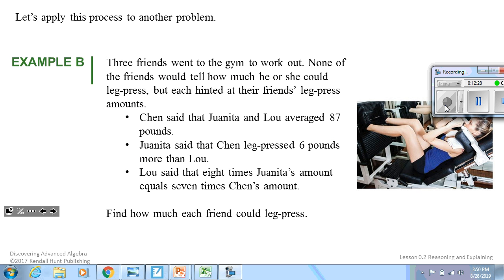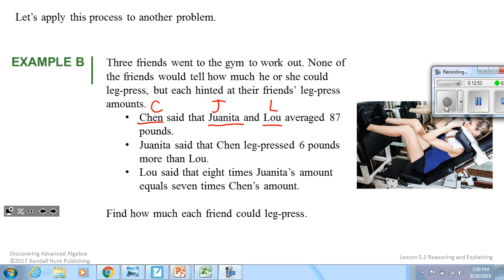Right, we're going to use those 4 steps, and we're going to go through this one just a little bit more quickly. All right, so we have 3 friends who went to the gym to work out. None of them would tell how much he or she could leg press, but each one hinted at their friend's amount. So we have Chen, Juanita, and Lou. If we assign variables, we're going to say Chen is C, Juanita is J, Lou is L. So we've assigned our variables.